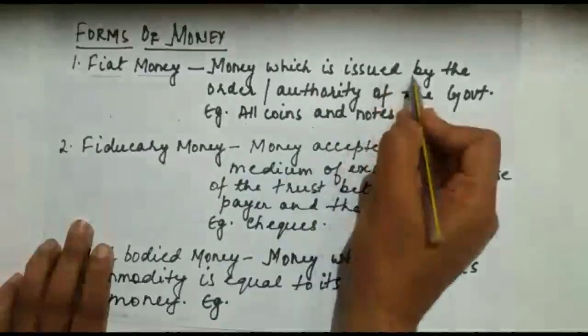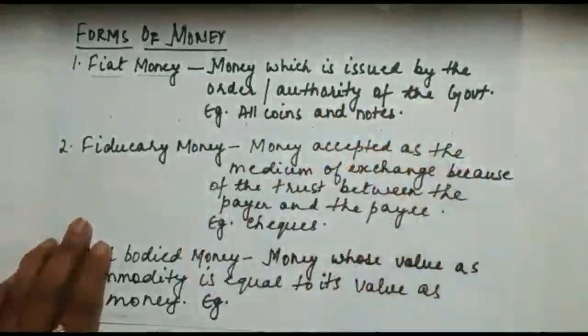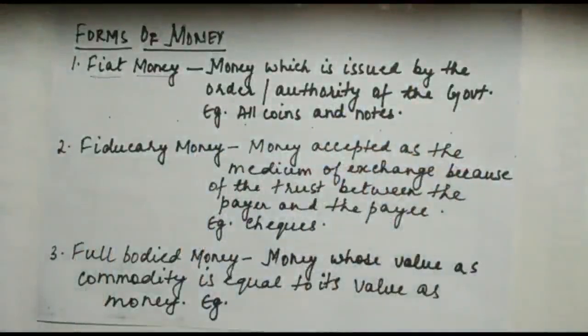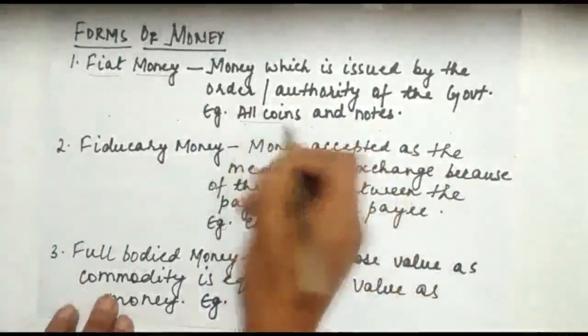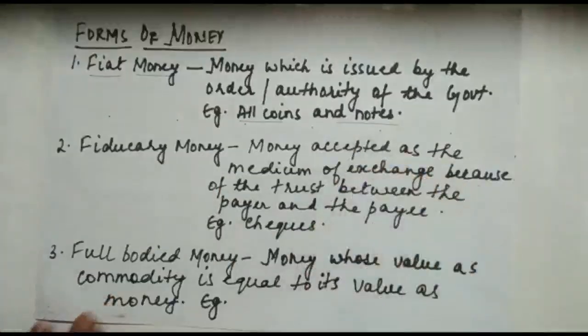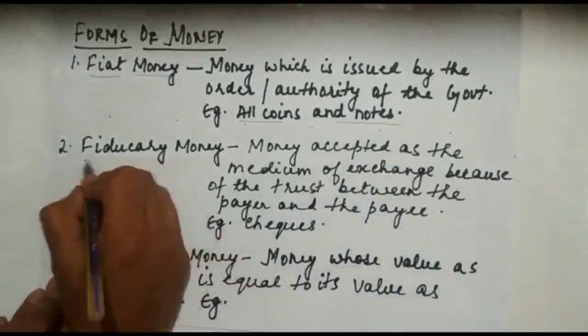Money which is issued by the order of the government is known as fiat money. All the coins and notes come under fiat money. Okay. Next is fiduciary money.